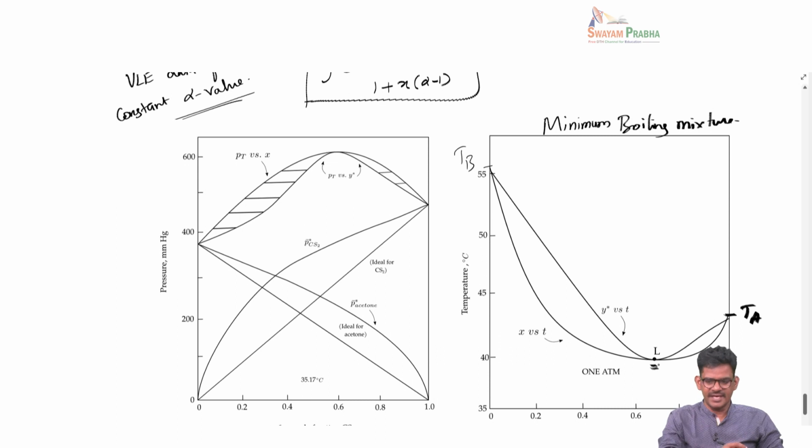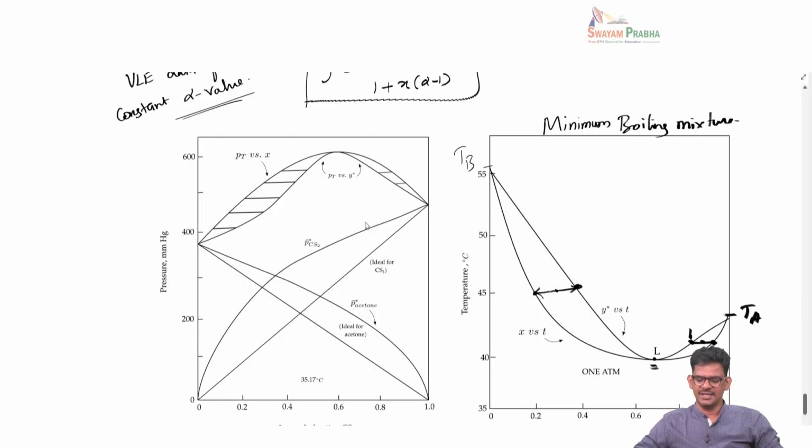On the left hand side, suppose you boil a mixture somewhere here, you will see it will phase separate in such a way that the vapor will have more A than the liquid. Let us say you take another composition on the right hand side of this point L. So here you see the composition of the vapor is less than the composition in the liquid. So here the volatility has been switched. What was earlier more volatile has become less volatile and vice versa.